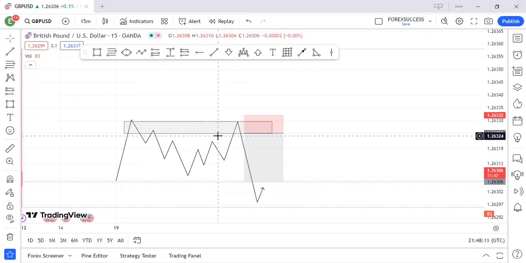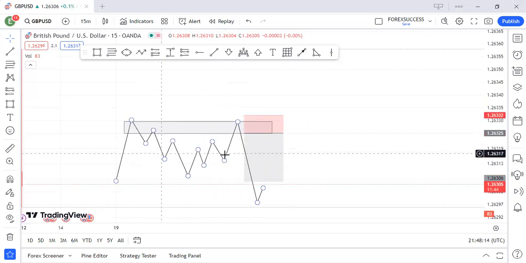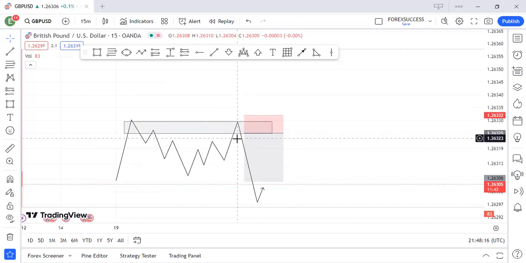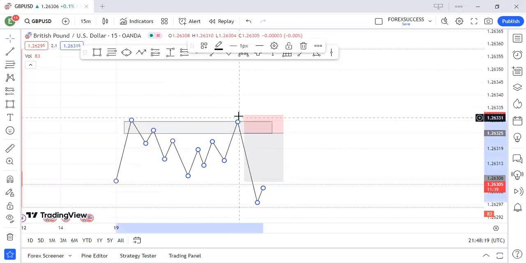No strategy is 100%. Most of the time, price will tap into your order block and activate your sell limit. Instead of price just respecting it here and going down, you see price will give stuff like this.